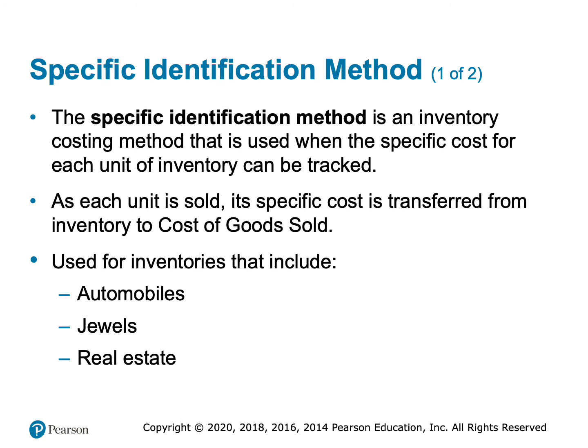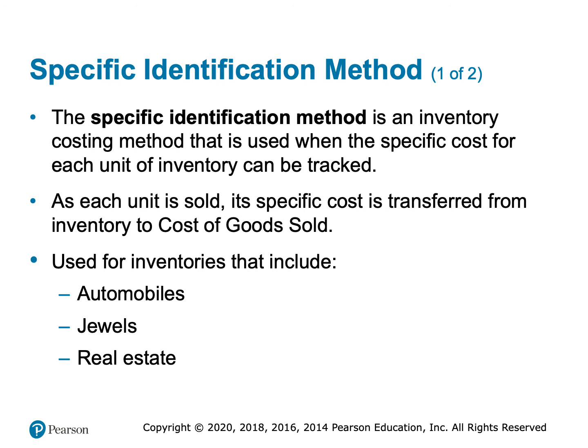So really, we're only going to use this method for items that are really expensive, for items that have some unique identifying characteristics, and for items that we don't sell in really large quantity. So for example, Target and Walmart are not going to use the specific identification method, okay? They're going to sell a box of Fruit Loops. They don't know that particular box of Fruit Loops was in the batch that came last week or the batch that came 2 weeks ago.